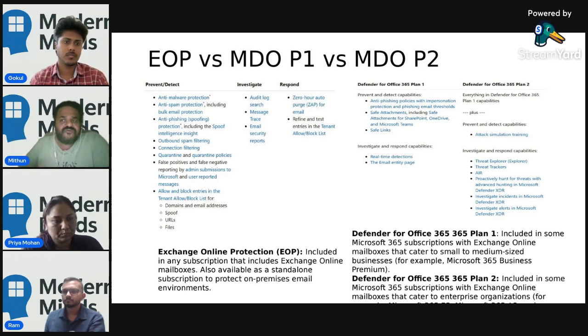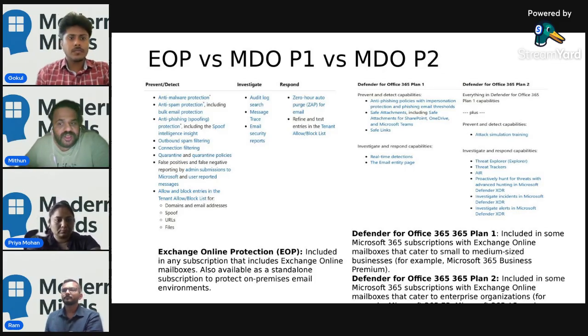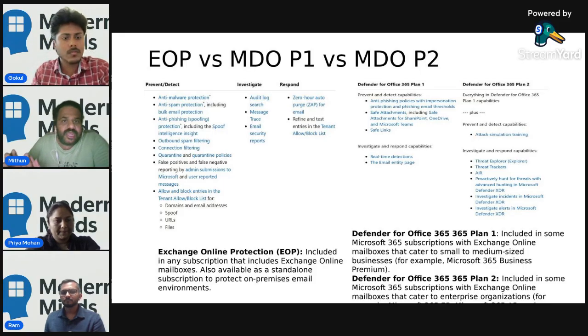Also, if you want to block someone, such as a domain or a spoof sender, or if you want to block some files, URLs, or IP addresses, all of these are offered in EOP as well, in the form of the tenant allow/block list. If you go to security.microsoft.com, on the left pane you can see email and collaboration. Under email and collaboration, you would be able to see all these policies, threat policies, and rules together.